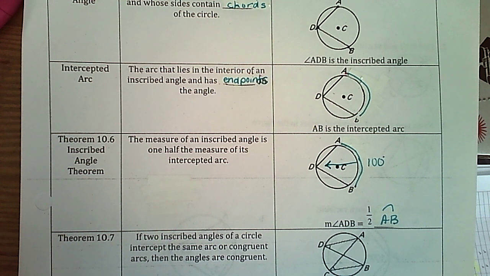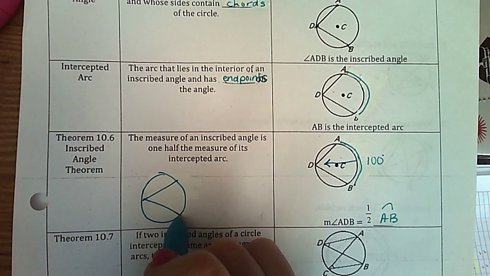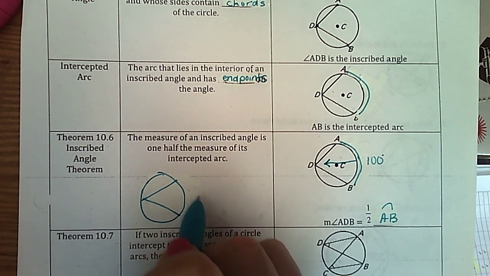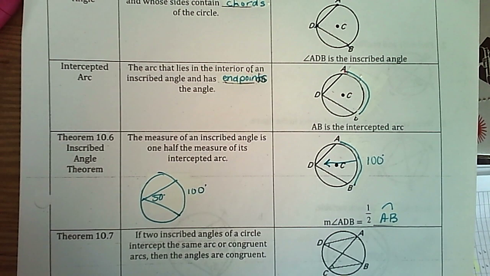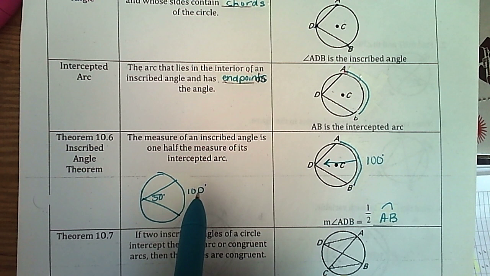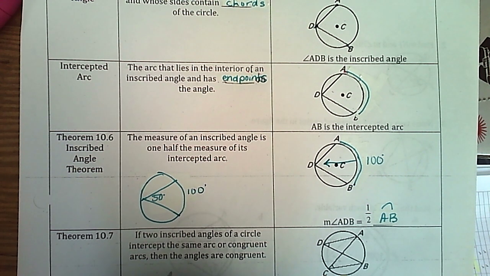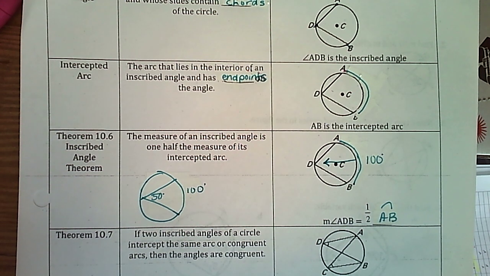Taking it the other way, if the angle on the inside was 50, then the arc is double. Because it doubles going out, it halves coming in. Let me just show you what I'm talking about. If I have this circle here, and my arc was 100 degrees, then the angle going in is 50 degrees. But if I gave you my angle being 50 degrees, then the arc measure is 100 degrees. It's half going in and it doubles going out.